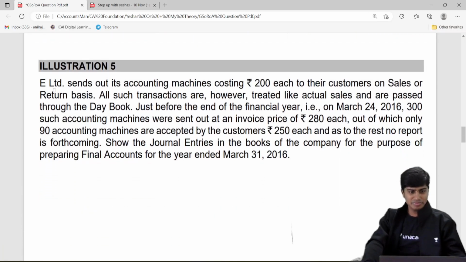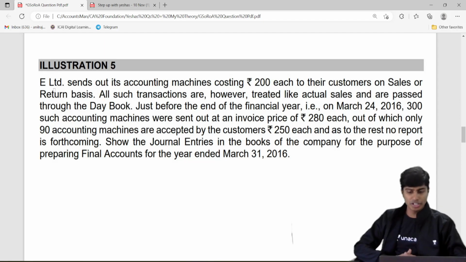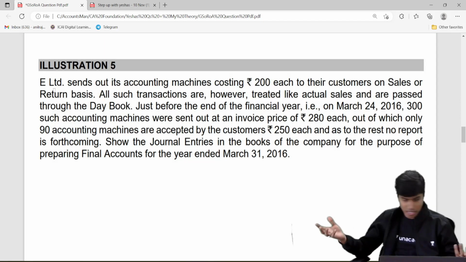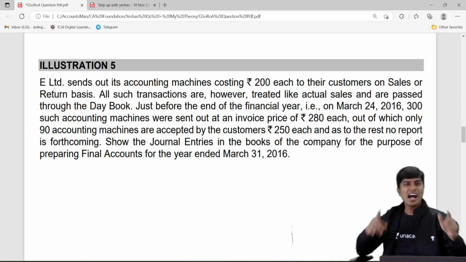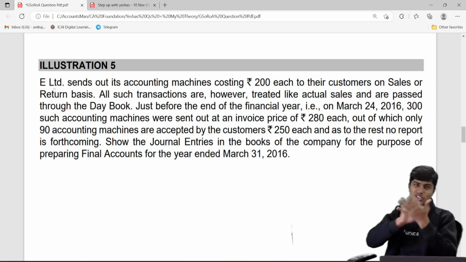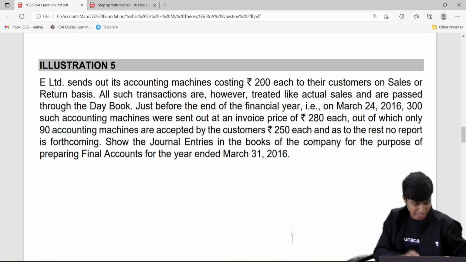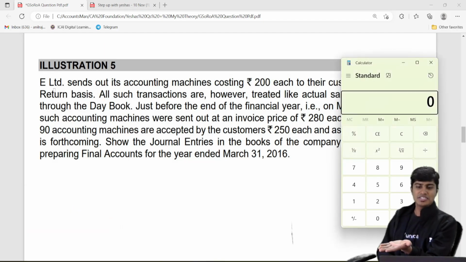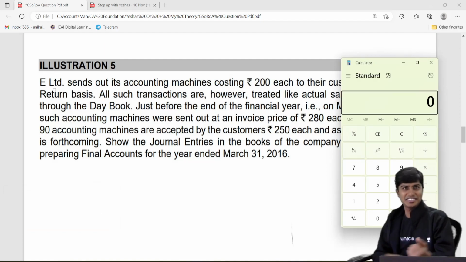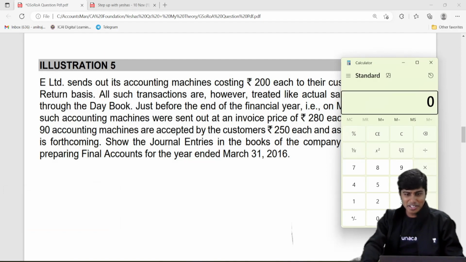Question number 5 on the topic of goods sent on return or approval is here. E Limited sends out its accounting machines. What do you mean by accounting machine? We'll try to find one. Accounting machine is a calculator. Want to see a calculator? This is an accounting machine, a calculator. Okay, hi-fi name, isn't it?